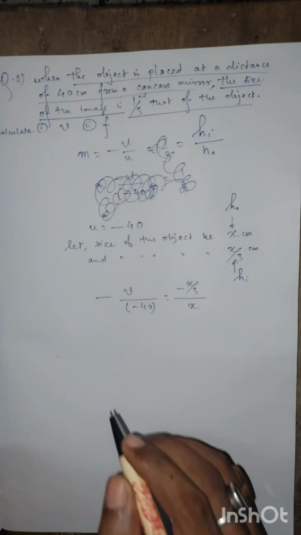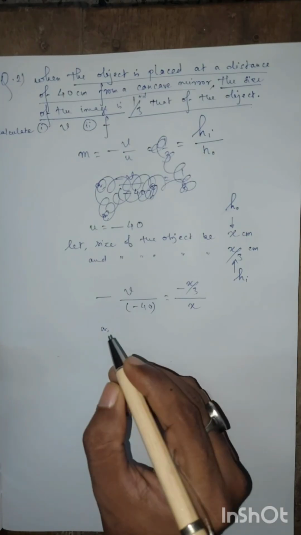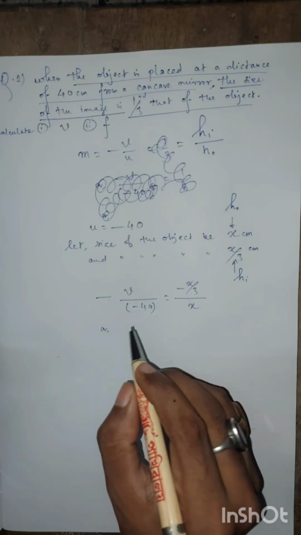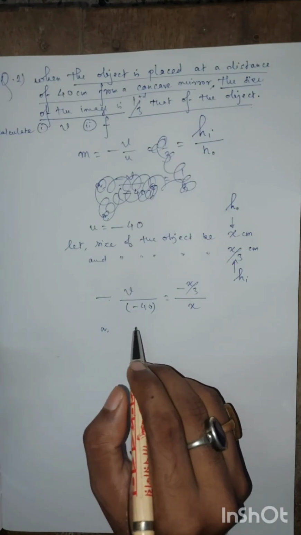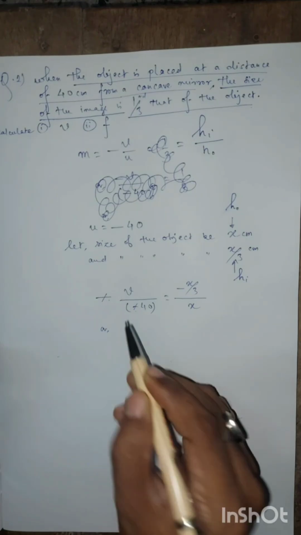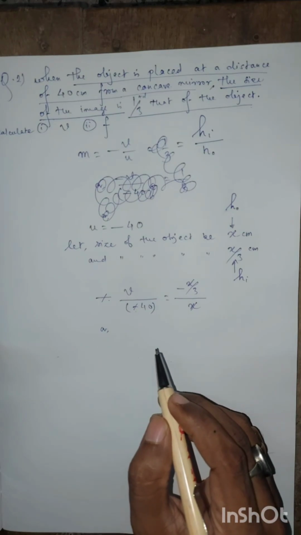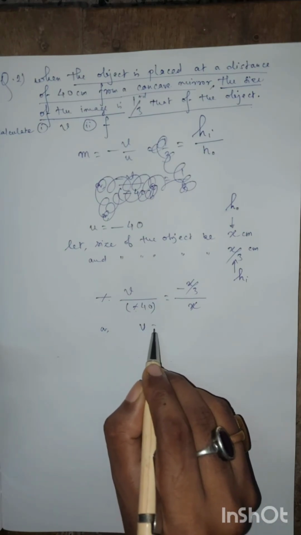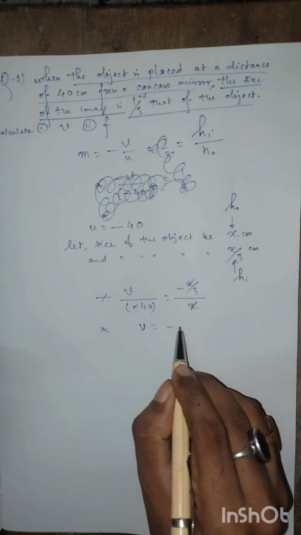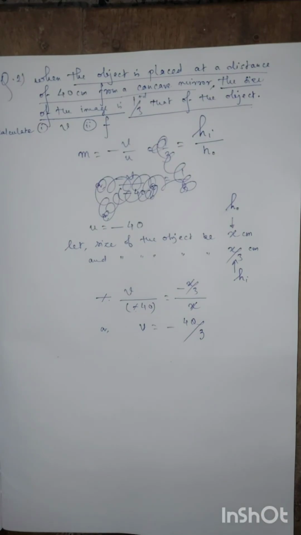Now we can write minus minus can be cancelled, and x can be cancelled. So v is equal to minus 40 by 3.